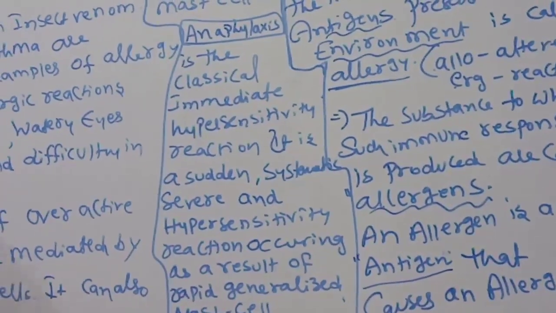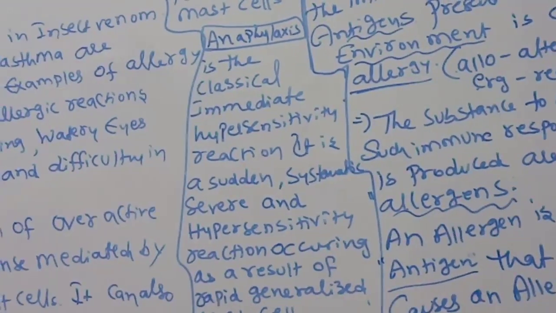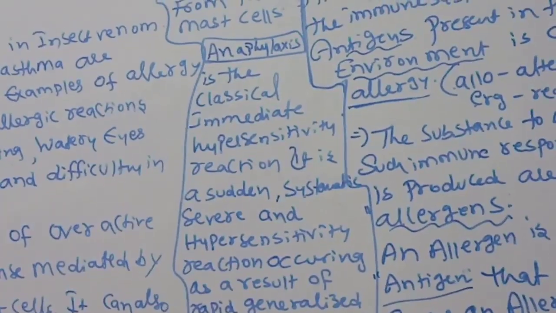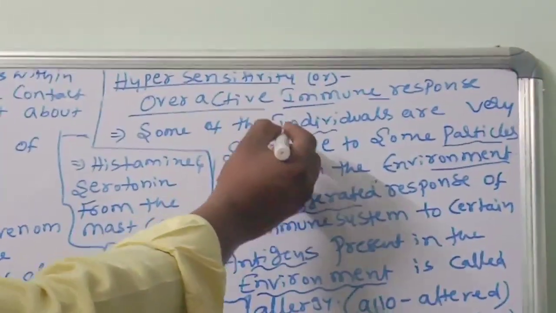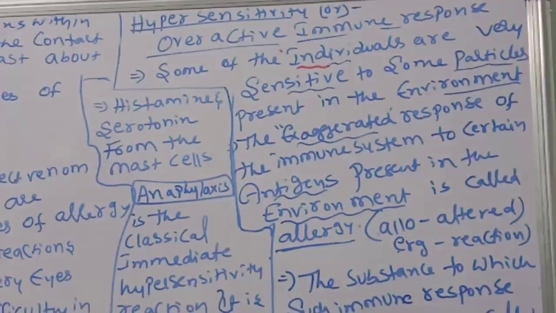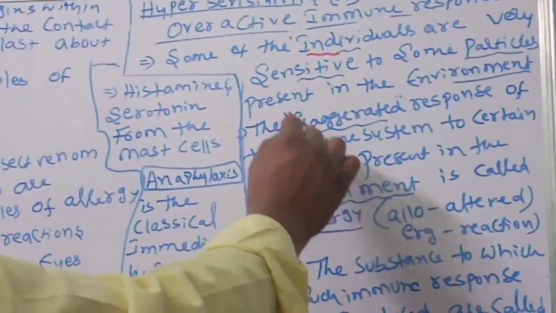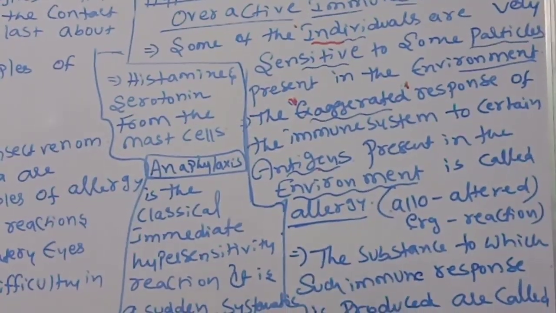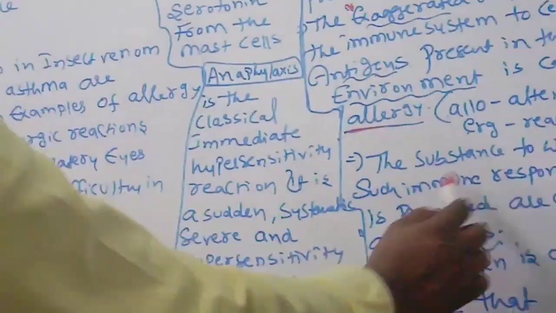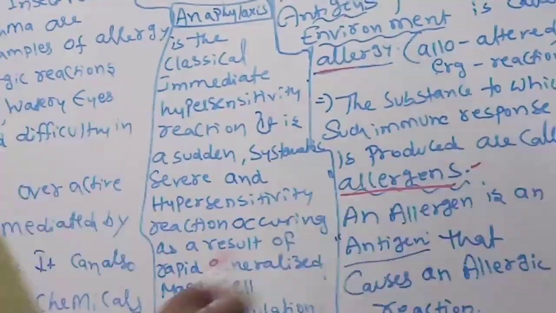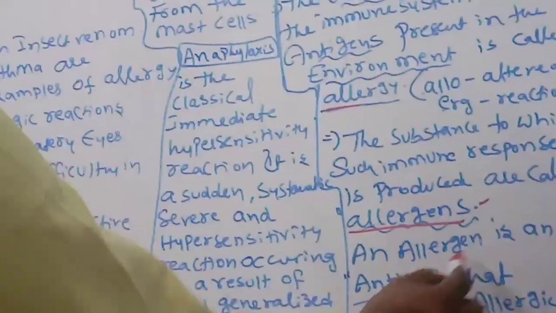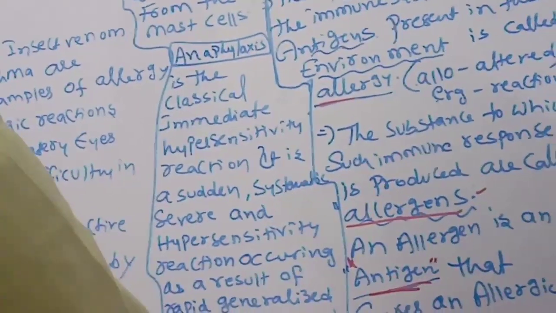Okay, children, observe very carefully. We are discussing hypersensitivity. Hypersensitivity means overactive immune response. Some individuals are very sensitive to some particles present in the environment. This exaggerated response of the immune system to certain antigens is called allergy. The substances producing such exaggerated immune responses are called allergens. An allergen is an antigen that causes an allergic reaction.